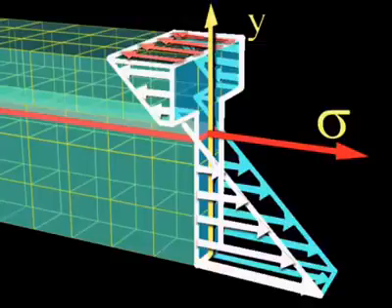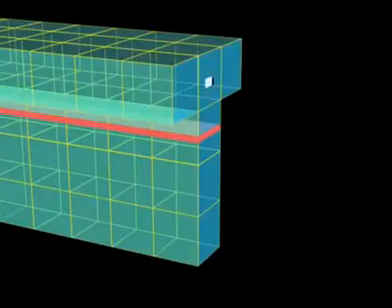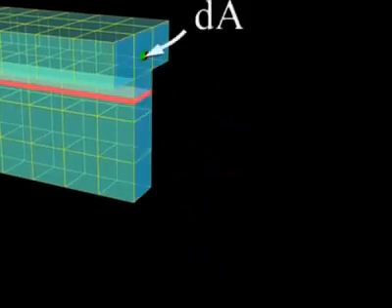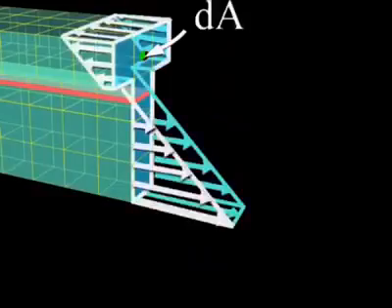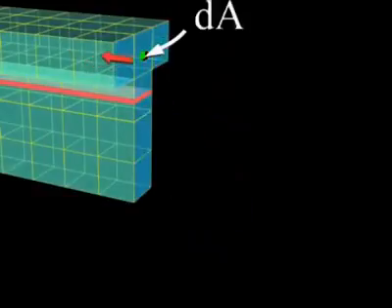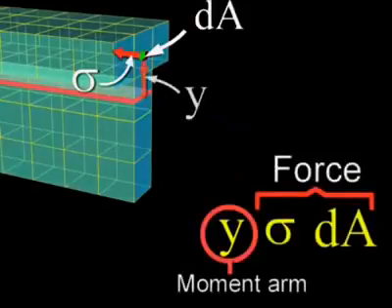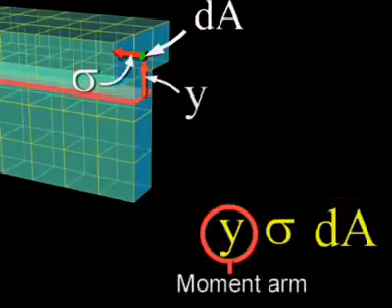The fibers along the top of the beam experience the maximum compressive stress, while the fibers along the bottom experience the maximum tensile stress. To find the total moment that these forces produce about the neutral axis, we add up the contributions of stress from each area of the cross-section. For example, this area dA carries a compressive stress of this amount. This produces a force that acts at a moment arm y to produce a moment.